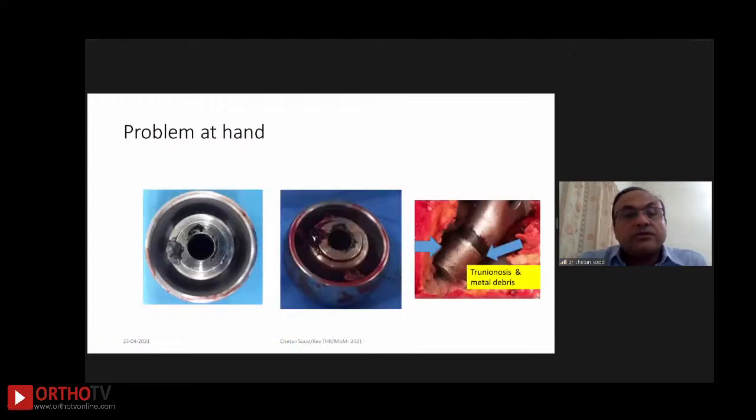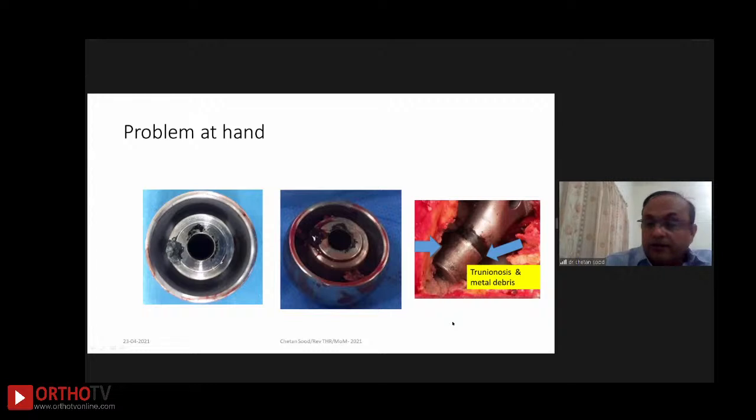But after having removed the stem and the cup, which I was very happy about, I still was unhappy about this, because this is what we had at the stem at hand. There was a lot of metal debris at the collar, and there was also tenosynovitis there, as somebody in the faculty just said, Dr. Dimple Parekh, I think. And if you see, that's the taper sleeve, and as if it has been welded to it, it was completely welded. So that's the kind of corrosion which takes place.